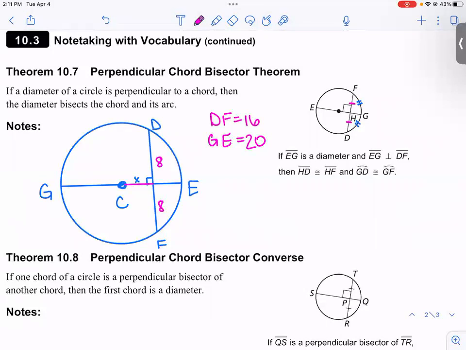DF is 16. Yep. DF is 16. And since it's perpendicular to our diameter, it is bisecting it. So these are each 8. Do you have a question about the problem? Okay. So I know that this is 8. How am I going to find this? The diameter, then radius. The radius should be half of that.